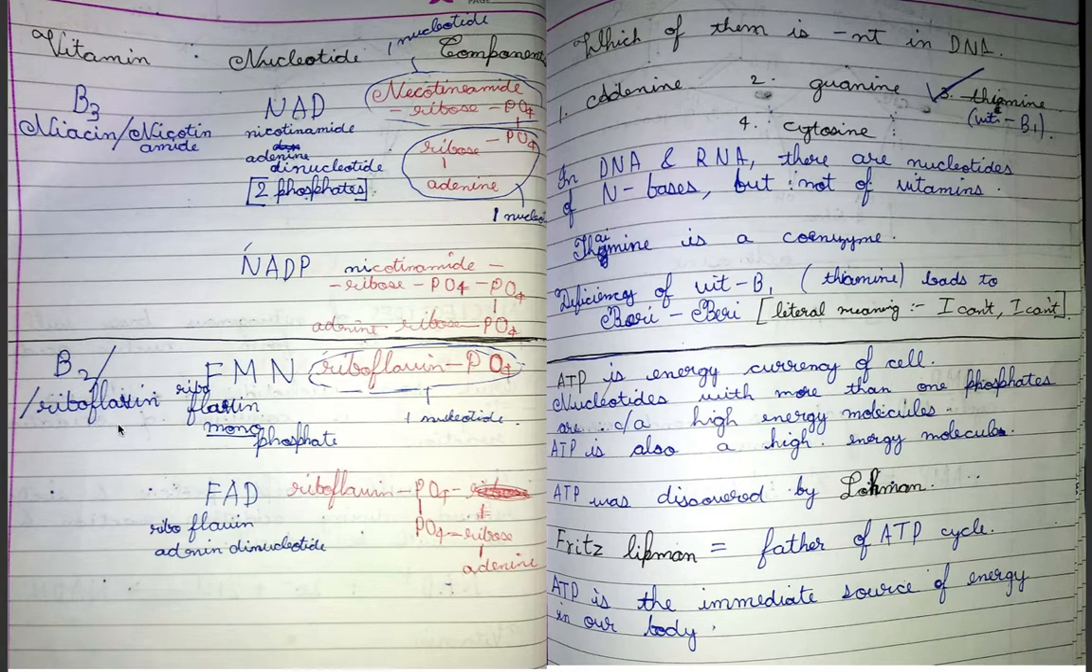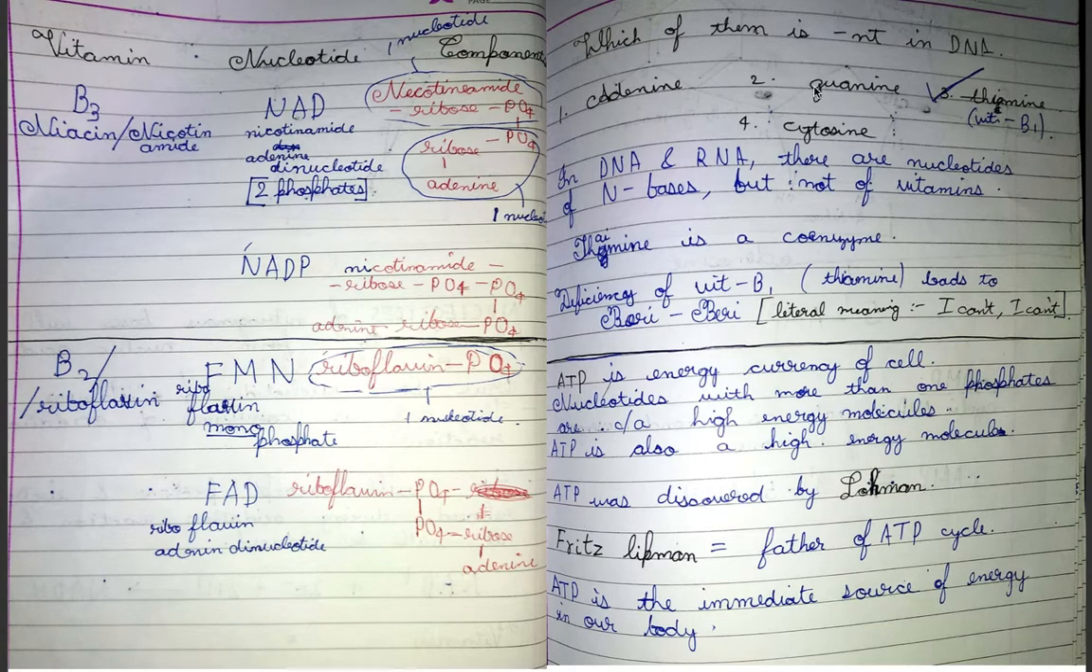Now B2, that is riboflavin, forms the nucleotide FMN, that is riboflavin monophosphate. It will have one nucleotide, since it is mono, monophosphate, so one phosphate. Riboflavin and PO4 is the structure. Similarly, riboflavin adenine dinucleotide will have riboflavin PO4, and then the adenine dinucleotide will be here. That is PO4 ribose and adenine. PO4 ribose and adenine. Okay.